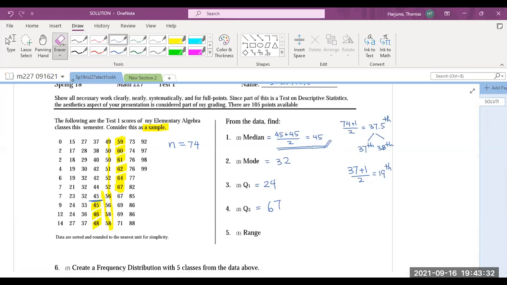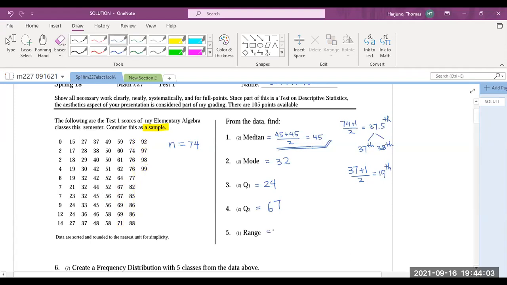Now, let's confirm that. Let me count it backward. 1, 2, 3, 4 plus 10, that's 14, 15, 16, 17, 18, 19. Is it okay? Yes. So that's the third quartile. We are done. Now, how about the range?